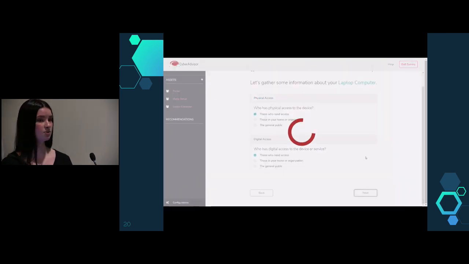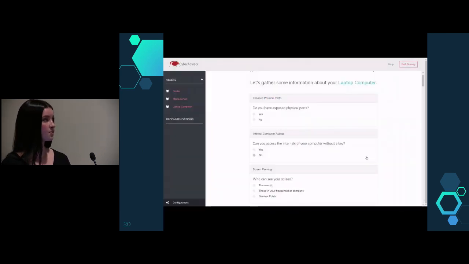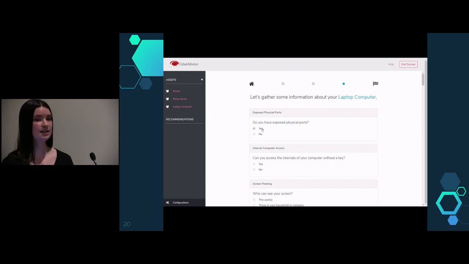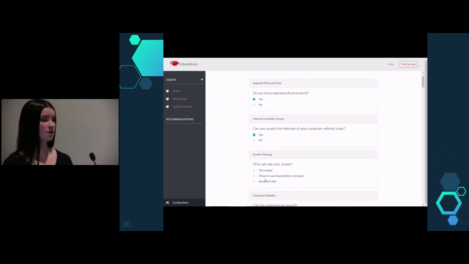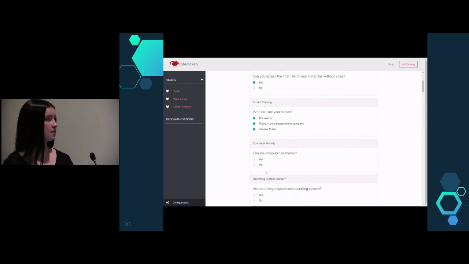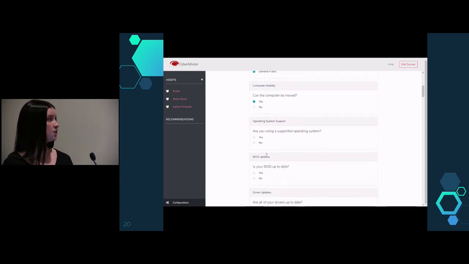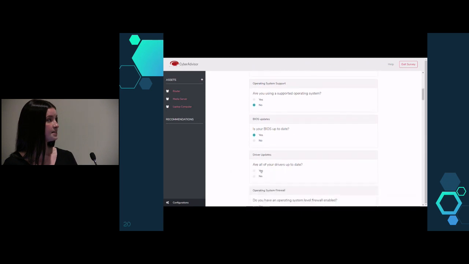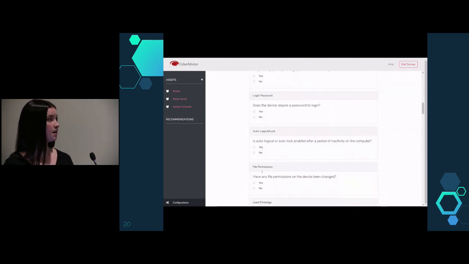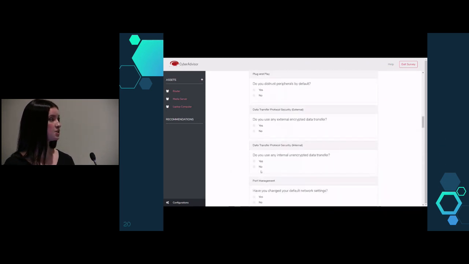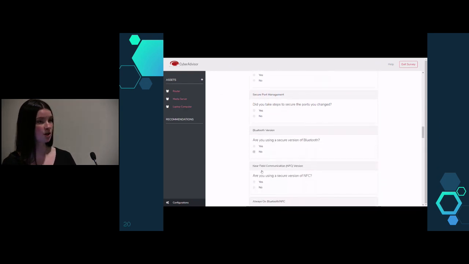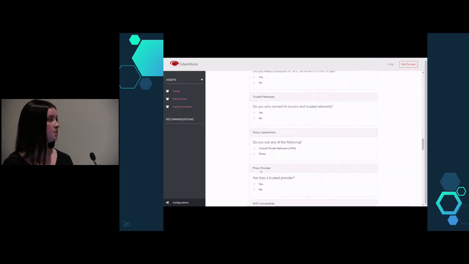We didn't want to overwhelm the user with more information than they needed to, because the audience that we have can be anywhere from a home user to an enterprise level user with a breadth of different knowledge about the technologies that they have. So here we can just answer some questions about each of the assets, operating system support questions, if your drivers are up to date, things like that, you'd be asked.